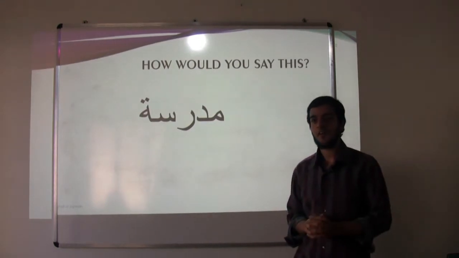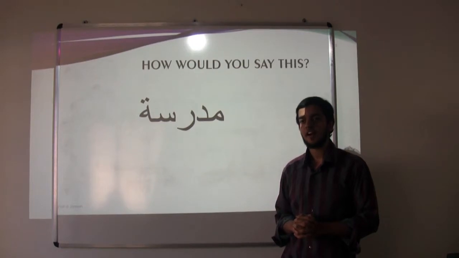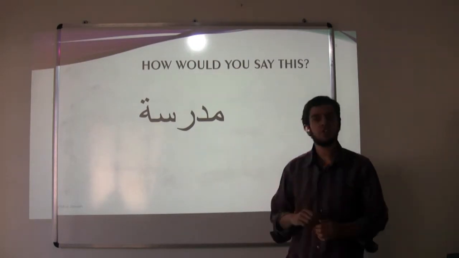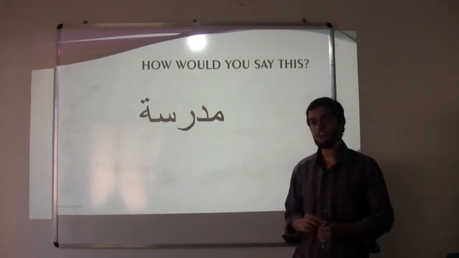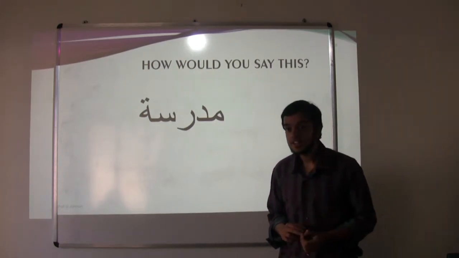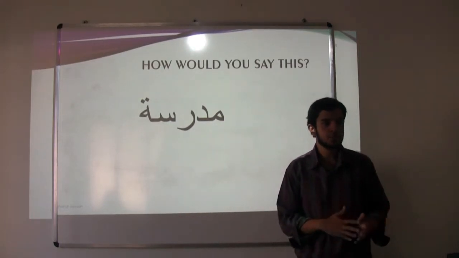What do you think? I think it is Mudarris. What's the spelling of madrasatun? Same. It is the vowels. But here there are no vowels, and this is how the text will be in Arabic books.